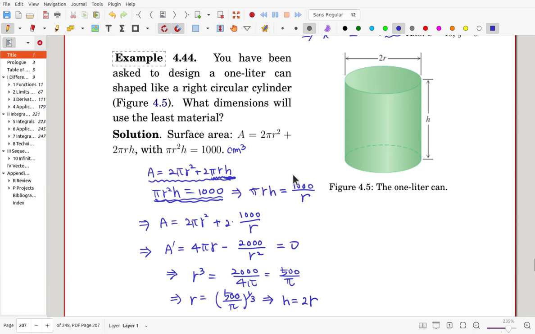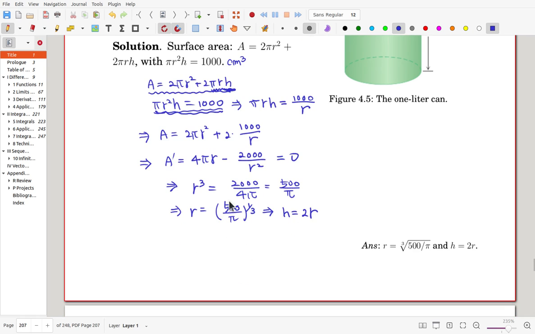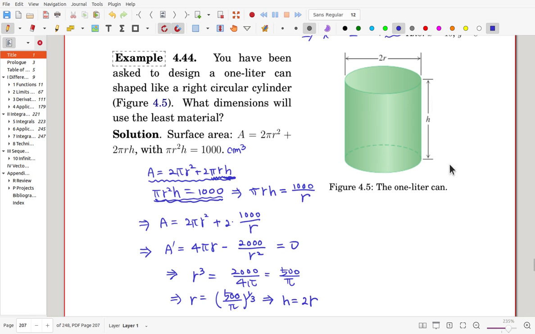Okay. The requirement given is the volume is 1,000 cubic centimeters, and we want to minimize the material, which means minimize the surface area. And when we try to do that, you have to choose radius r in this way, and the height must be twice that radius. That means that eventually the height is the same as the diameter. Okay?